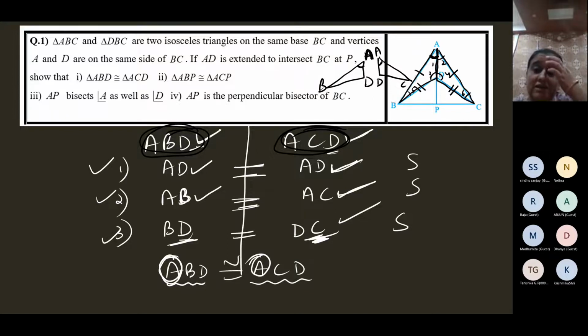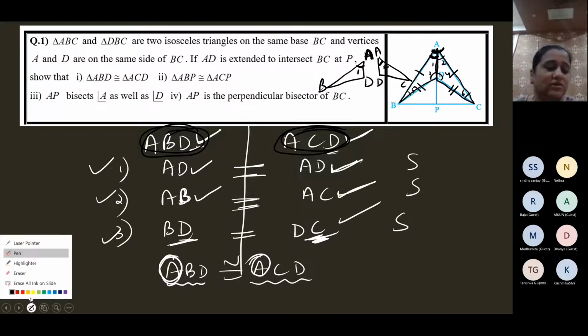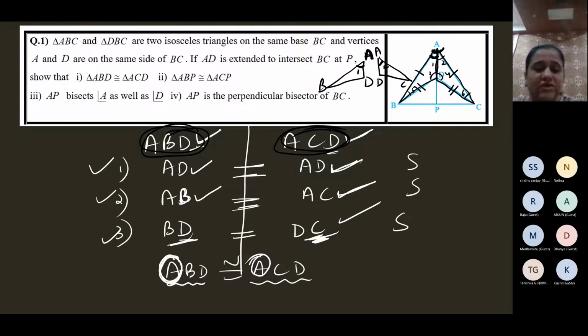This is A of the second triangle. See here, A of the first triangle is equal to A of the second triangle. This is A of the first triangle, and this is A of the second triangle. When we say A, it is not the whole of angle A. That part of A which is in the first triangle is equal to the remaining part of A which is in the second triangle. So Madhumita is right. Angle A of the first triangle is equal to angle A of the second triangle.